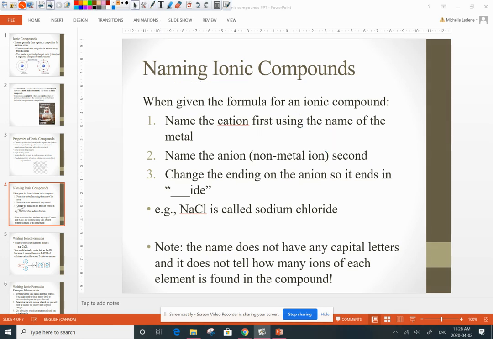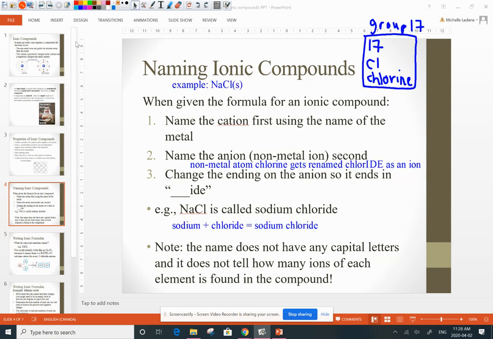Next, we have to name the anion. The second word in the name is based on the anion. And so Cl, we see that is the second element. And we know when we look up that element, he's in group 17. And his name, Cl, that's not Ci, that's a Cl. His name is chlorine. Now remember, an atom is chlorine. When we are gaining electrons, now it is an ion. So we are renaming this nonmetal as chloride ion.